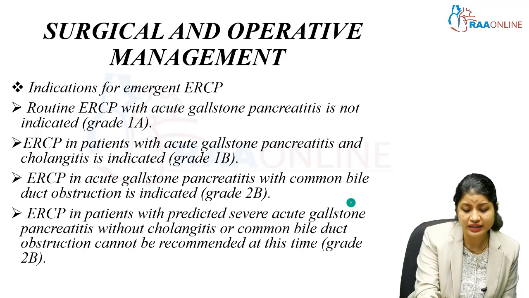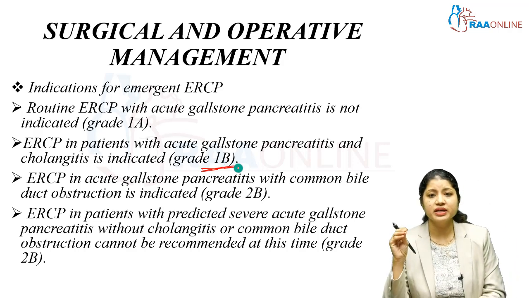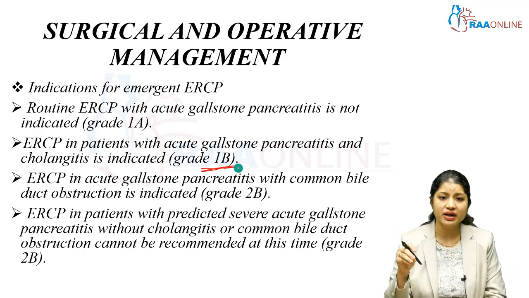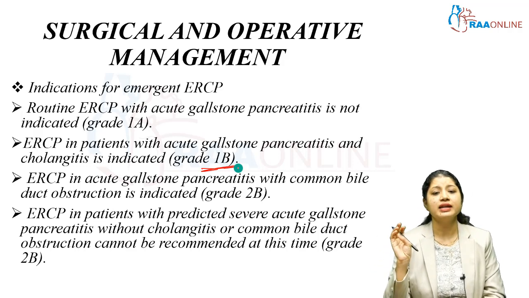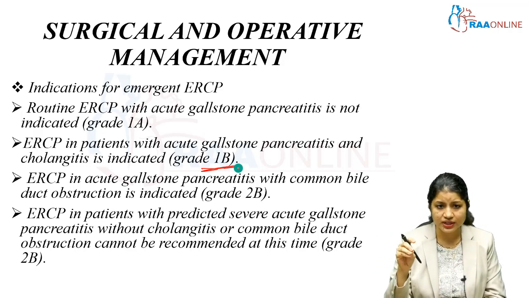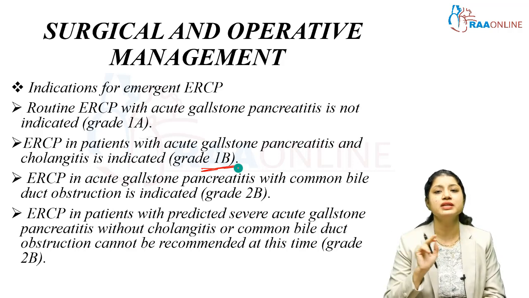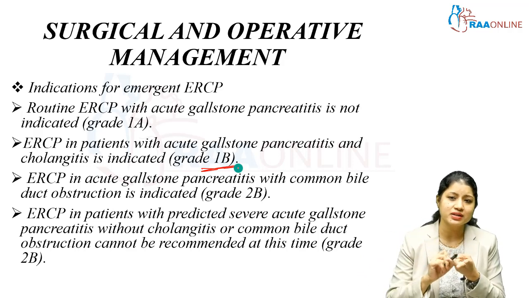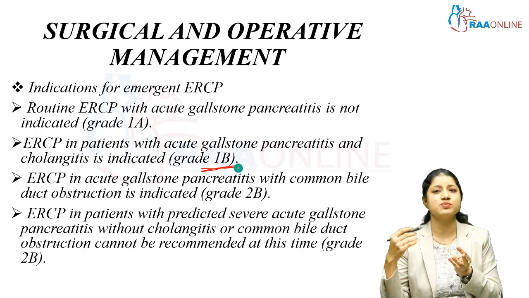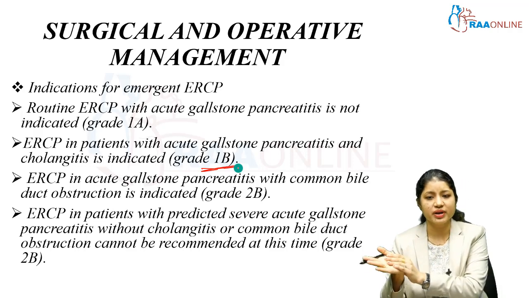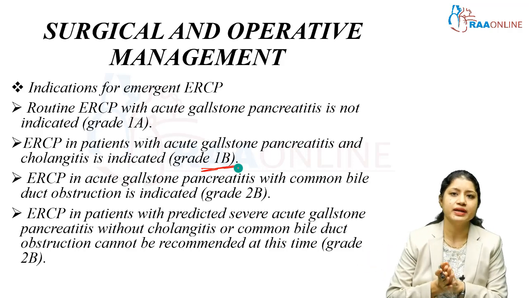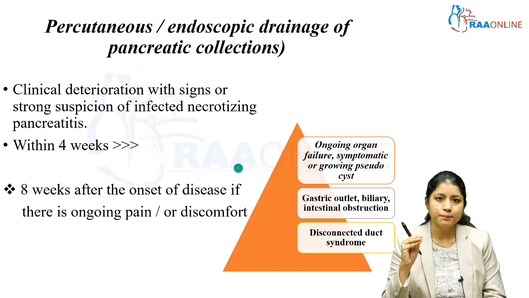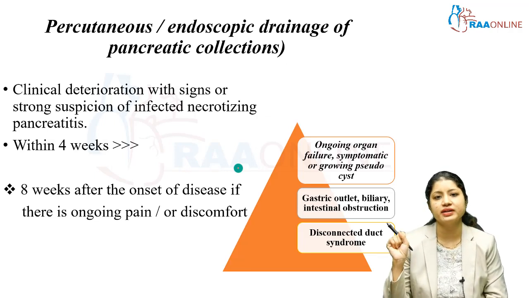And this gets a grade 1 recommendation. ERCP in acute gallstone pancreatitis with common bile duct obstruction is also indicated. And ERCP in patients with predicted severe acute gallstone pancreatitis without cholangitis or common bile duct obstruction cannot be recommended. So, no CBD obstruction, no cholangitis, but an ultrasound shows a gallstone and you have inflammatory lipase and amylase raised more than 3 times normal, indicating pancreatitis, but do not jump in and get an ERCP done.